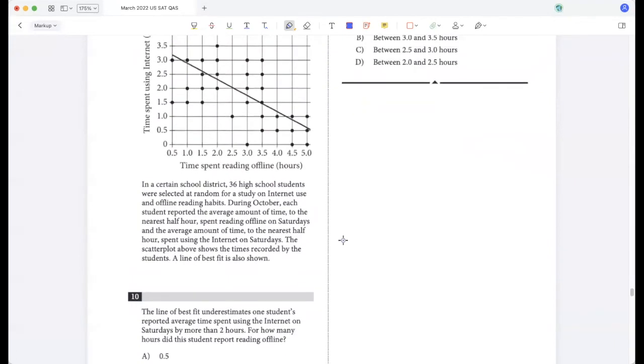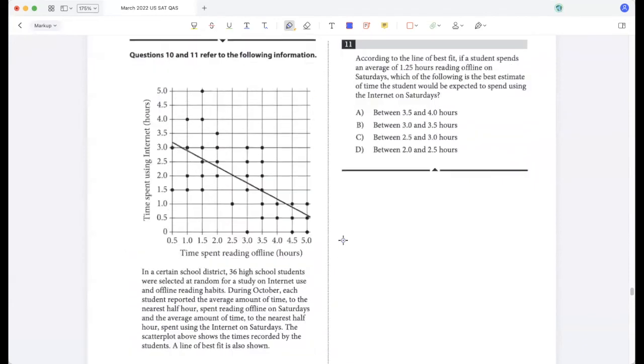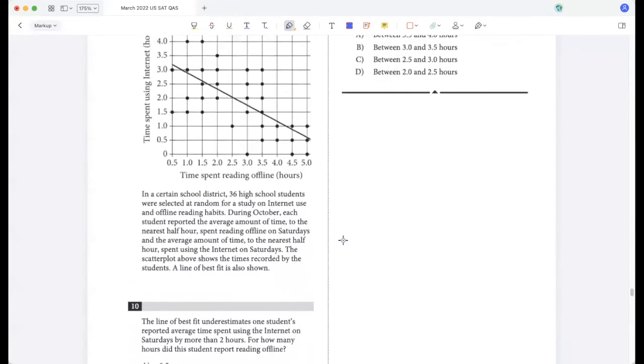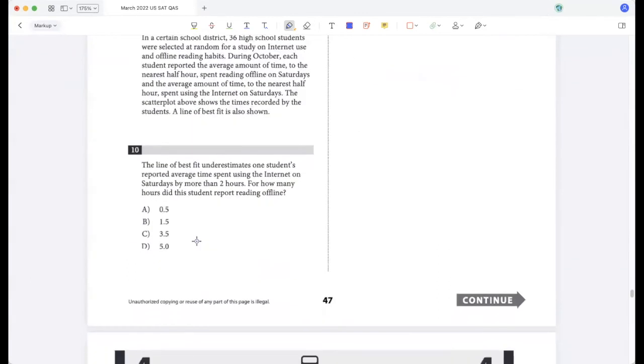Okay, so it underestimates the average time spent using the internet by more than 2 hours, right? And these are half-hour groups, right? So what about this student? This student, it's 1, 2, yeah, this is under the line of best fit, underestimating him by more than 2 hours. So his reading time is 1.5.